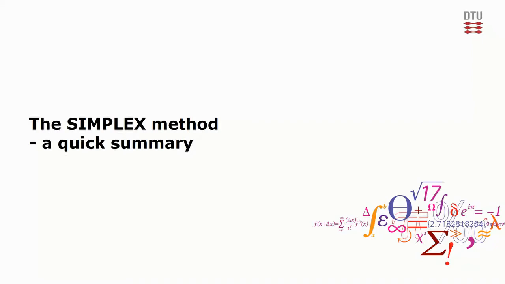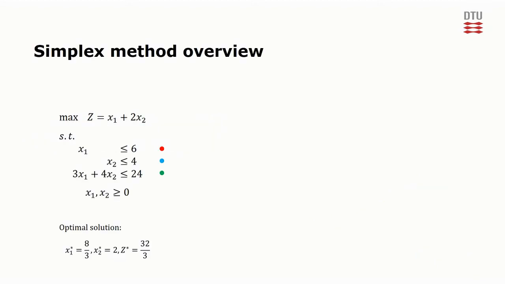This video provides a quick summary of the Simplex method, which is an algorithm for acquiring optimal solutions to linear programs. Let's look at a simple linear program. The problem has two decision variables, x1 and x2, and the objective is to maximize c equal to x1 plus 2x2. The problem has three constraints that are color-coded red, blue, and green. The optimal solution to the problem is x1 equal to 8/3, x2 equal to 2, and the optimal objective value is 32/3.